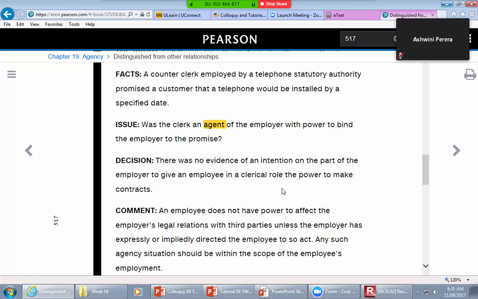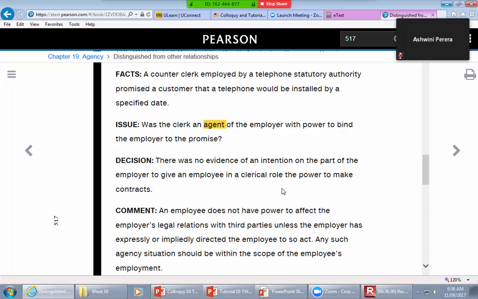Do you remember misrepresentation? Do you see any misrepresentation here when this employee says something to a customer that is not true? Well, if it says installed by a specific date, is that not untrue if it's not installed by that specific date, like if it was installed actually a day or two later? Yeah. So that could be a misrepresentation, and you could analyze it as a misrepresentation.